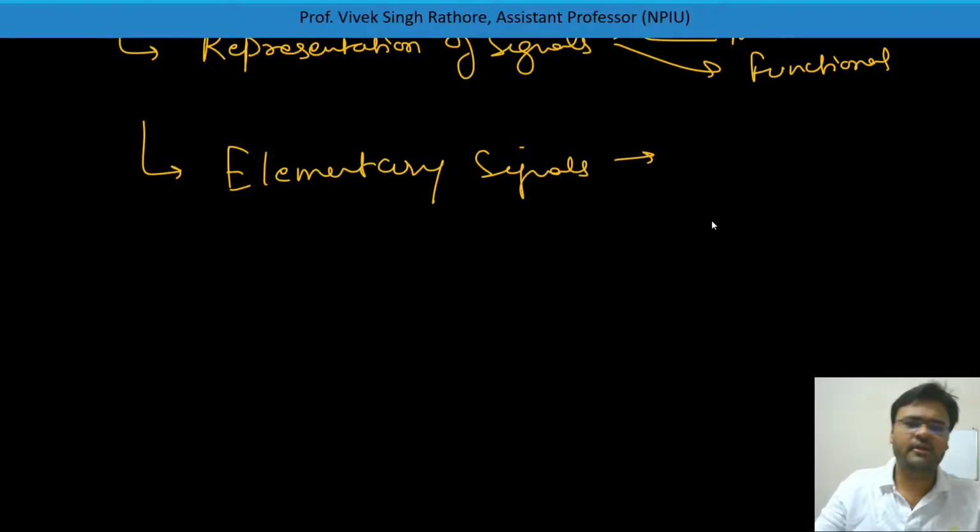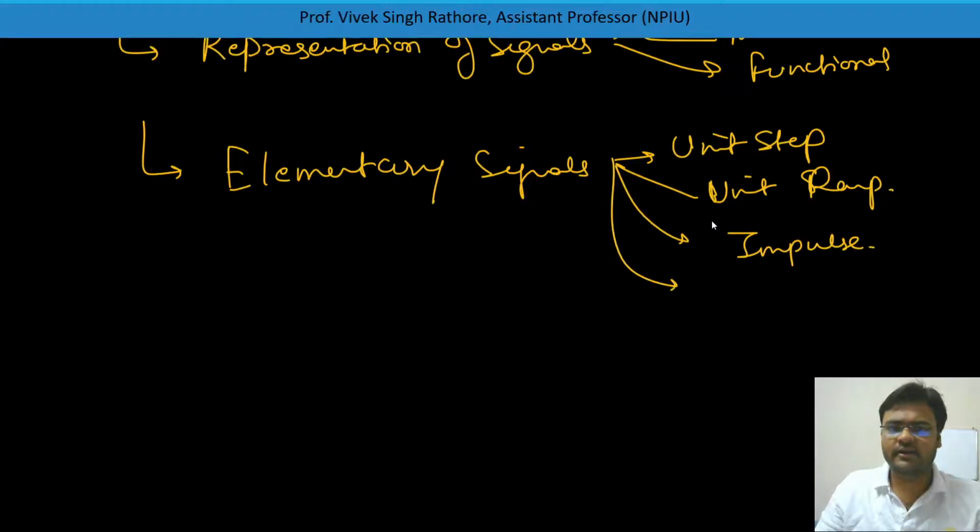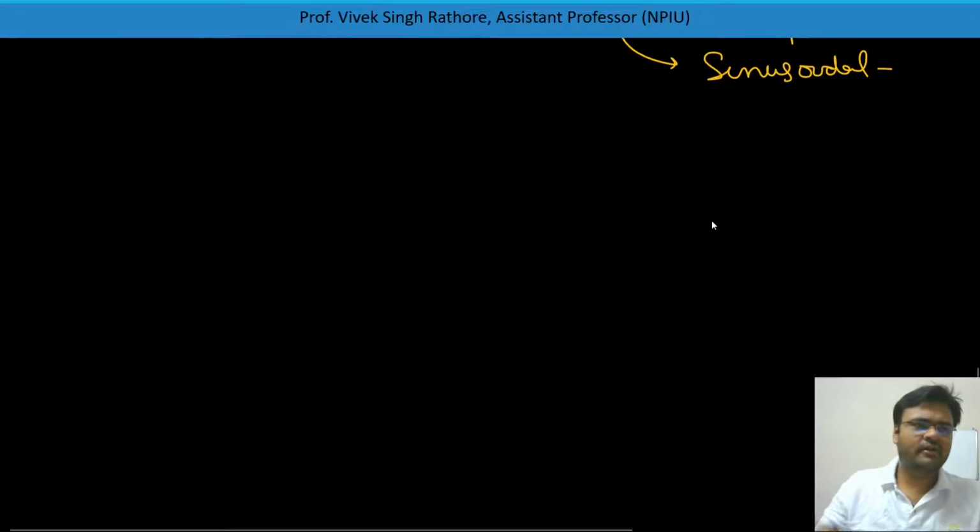Here we'll see some of the basic signals, that is unit step, unit ramp, then the impulse signal, then the sinusoidal signal, and then exponential signals and so on. Then we'll go for basic operations.